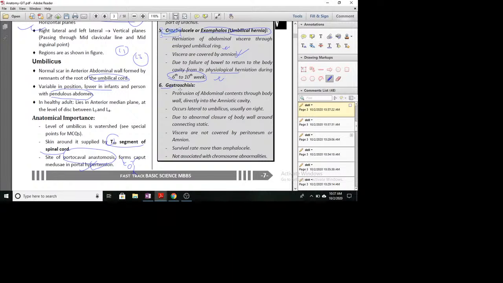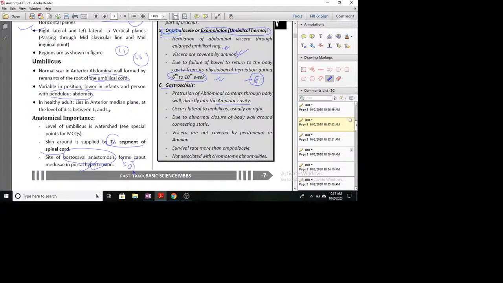Gastroschisis. So what is this? Gastroschisis is protrusion of abdominal contents through the body wall directly into the amniotic cavity. The amniotic cavity is the cavity around the embryo, and there is amniotic fluid in it.